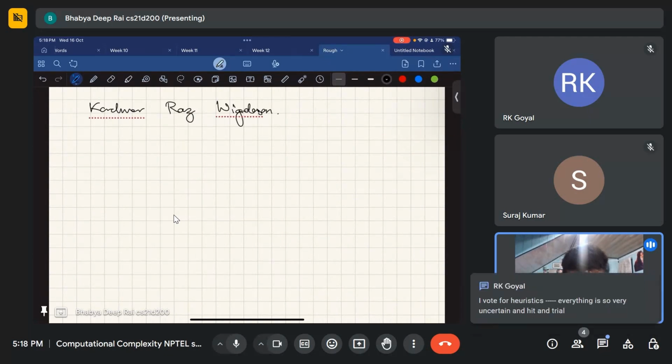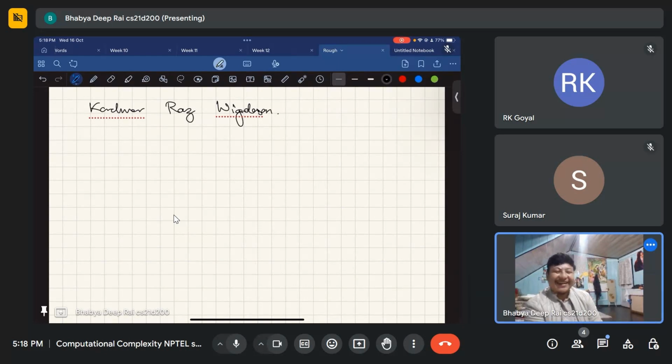I vote for Heuristica. Everything is so very uncertain and hit and try. Yeah, the papers published in meta complexity say: here is the evidence that Algorithmica does not exist, here is the evidence that this does not exist. So that is a nice thing.